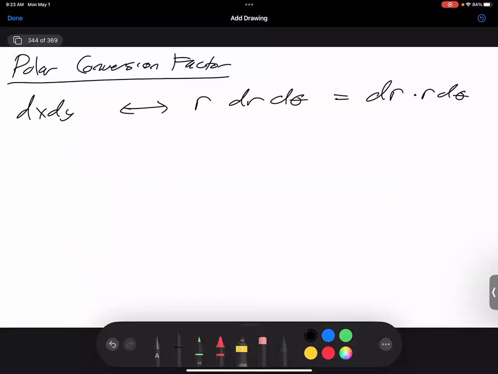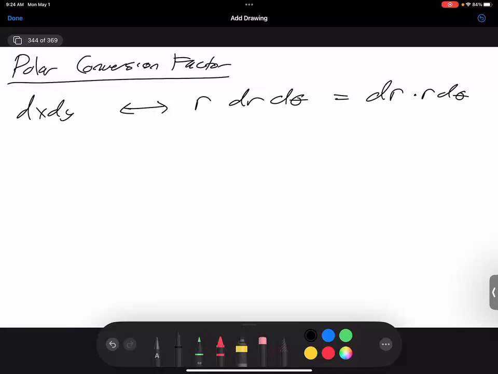Let's check and see if this is reasonable. Can somebody give me a region that looks really nice in polar coordinates, whose area we know? So what would be a region that looks nice in polar coordinates? Circle, right? It's the only thing we can try.